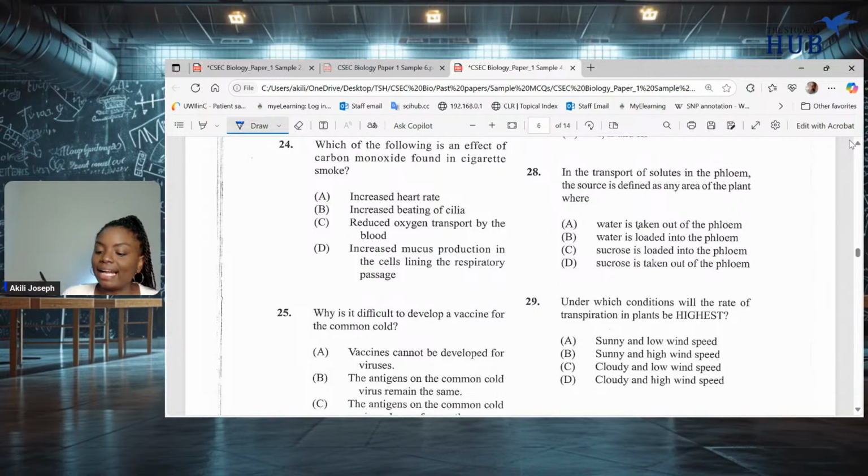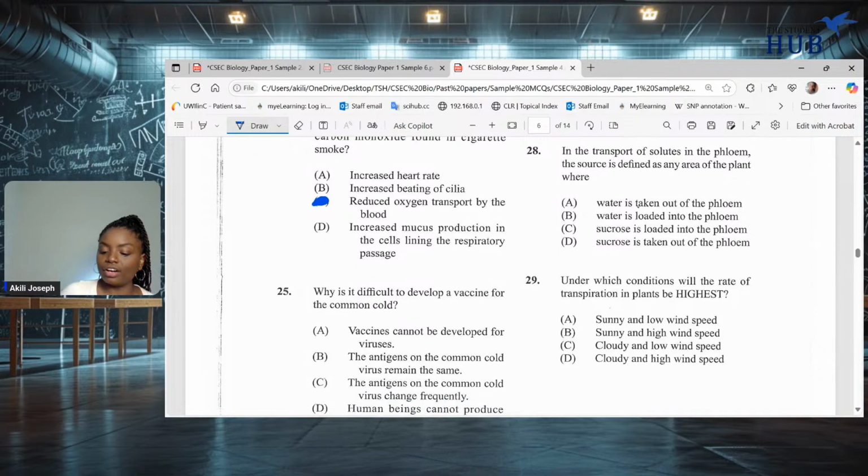Which of the following is an effect of carbon monoxide found in cigarette smoke? Is it increased heart rate, increased beating of cilia, reduced oxygen transport by the blood, or increased mucus production in cells lining the respiratory passageway? This one is going to be C. So it's a question testing the same knowledge, but different from the previous paper. Carbon monoxide binds to hemoglobin better or more strongly than oxygen, so it's going to reduce the oxygen carrying capacity of the blood.